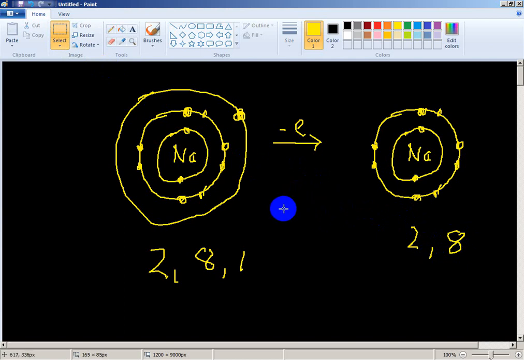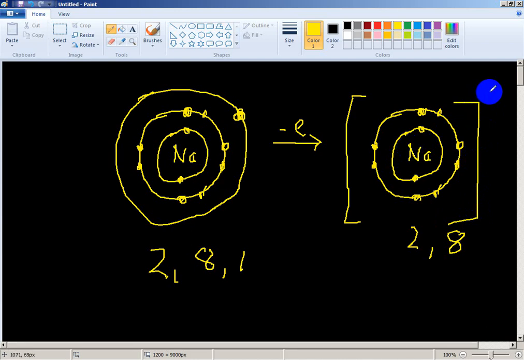Okay, so sodium metal will lose electrons. Metals lose electrons to form ions. By losing electrons it becomes a charged particle called an ion, and a positively charged particle is called a cation. Now I am doing another element, like chlorine.